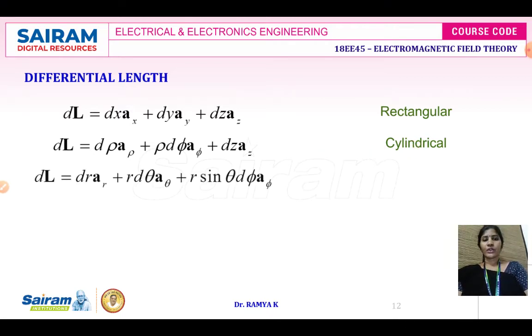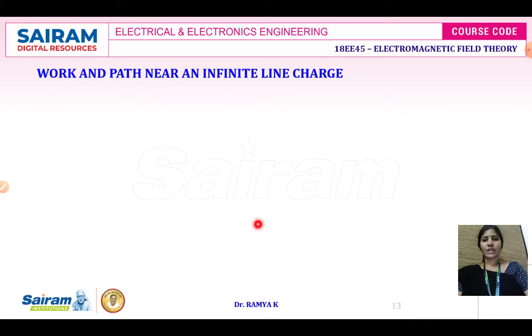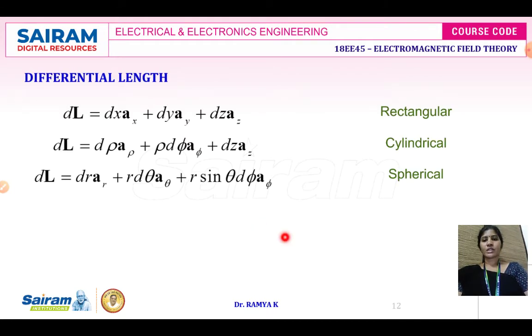Now, in the spherical coordinate system, the differential elemental length is dl = r d theta a theta + r sin theta d phi a phi. This is the formula for the spherical coordinate system. So depending upon the analysis asked in the problem, you can use the differential elemental length formula as given here.